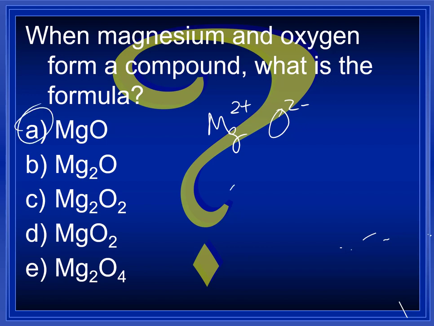Or you could do the crisscross, get Mg2, O2. Can you reduce that to MgO? Make sense?